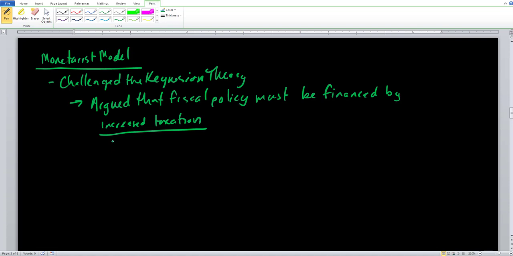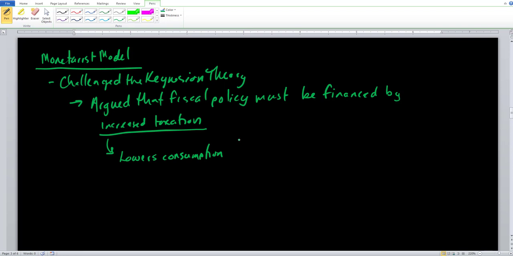When they increase your taxes, that's going to lead to lower consumption. We don't like taxes. Remember, if our taxes go up, our disposable income goes down, so therefore our consumption goes down as well. That's going to be multiplied by the multiplier effect, and that causes a huge downturn within the economy. So the first argument that the monetarists have is that fiscal policy must be financed by increased taxation.